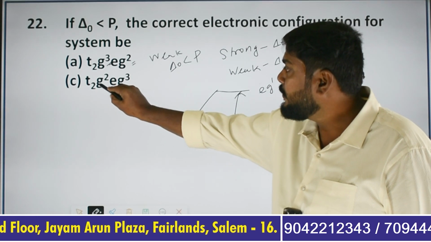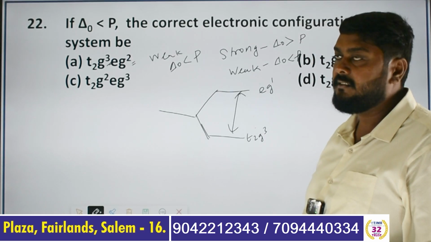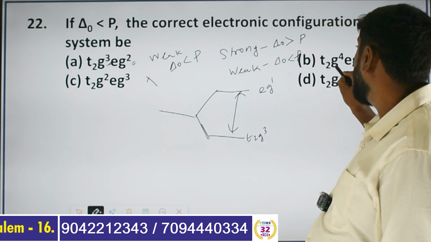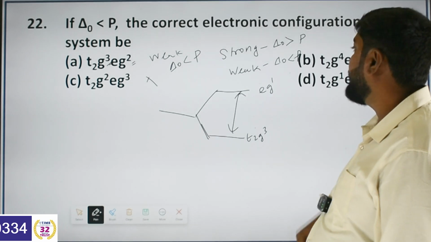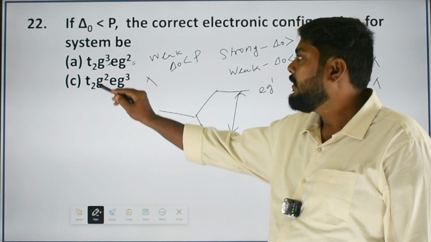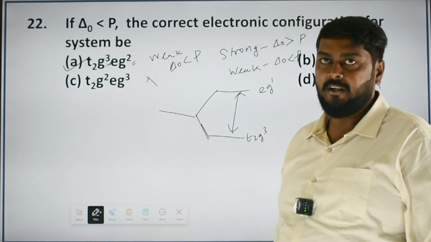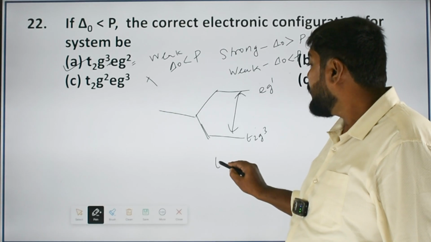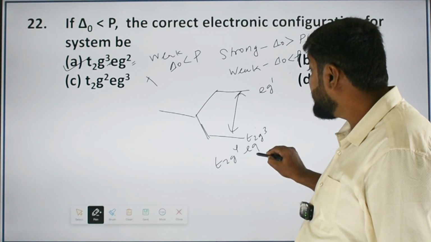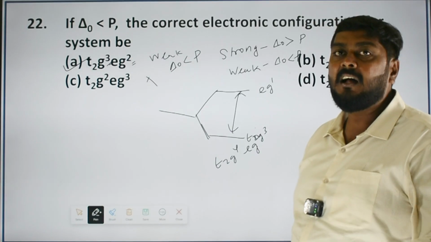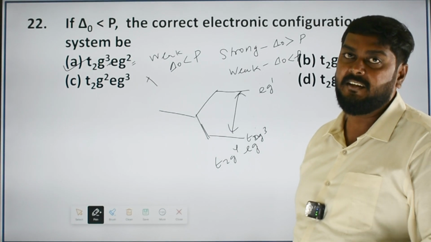Okay, so T2G2 and Eg3, this is wrong, and as well as T2G4 Eg1, this is also wrong. T2G1 and Eg4, this is also wrong. Hence your option is going to be the first one, right? Now if they had given T2G4 and Eg0, you would have to answer what kind of ligand it is, right?